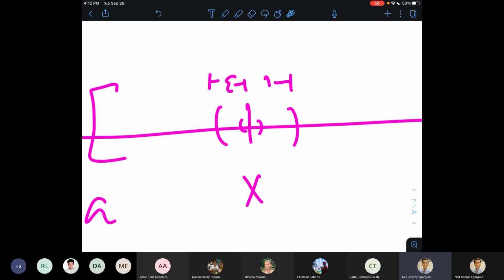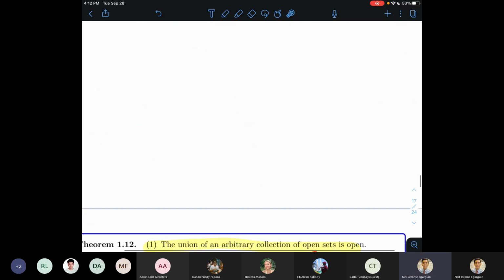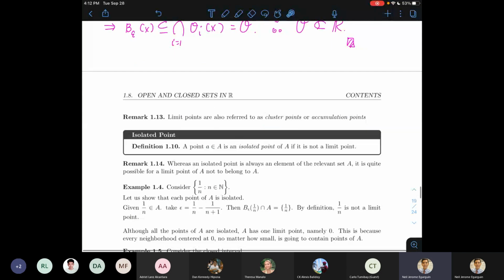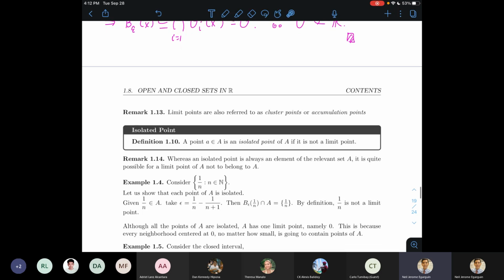So hindi ka nauubusan ng element na malapit kay element X. Kahit yung distance, yung threshold para sa distance ay paliitin mo ng paliitin. Okay? And again, that's why we call it an accumulation point. Kasi nga, sa kanya nag-accumulate yung mga elements ni A. Okay? So nandun pa sa remark 13 yung other names for the limit point. Okay? Now, before illustrating that, let's look at definition 10.